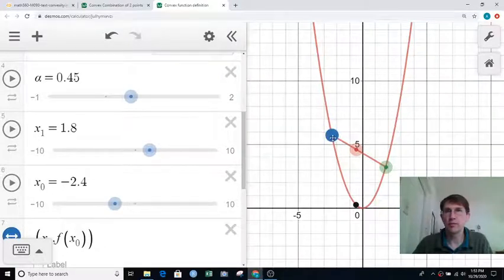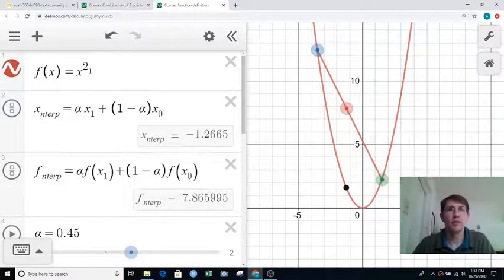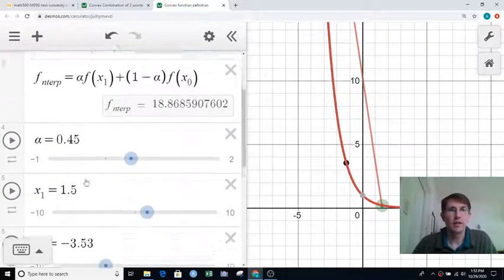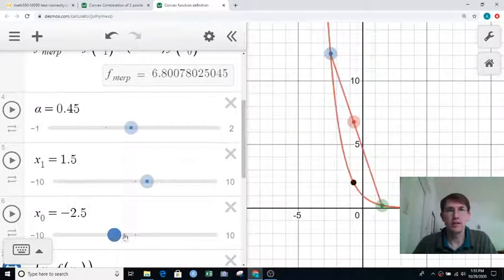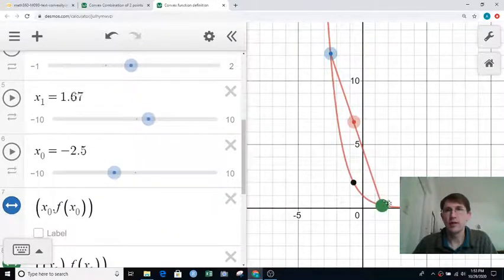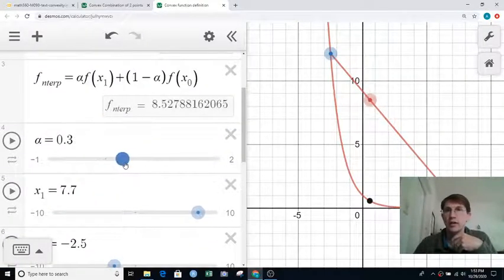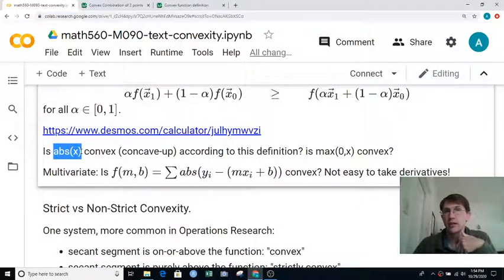And I can just grab a point here and move it. And I mean, maybe it's pretty obvious for a parabola, but we could change this to be e to the negative x. And putting this back down, you can see any line segment you happen to draw between 2 points on the function will stay on or above the function. So that's our intuition. So according to this definition, would you say that absolute value of x is concave up, or convex?